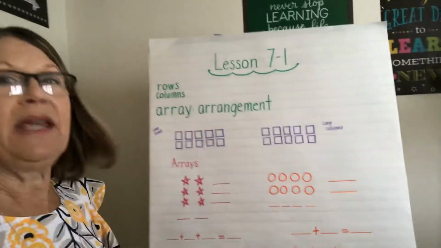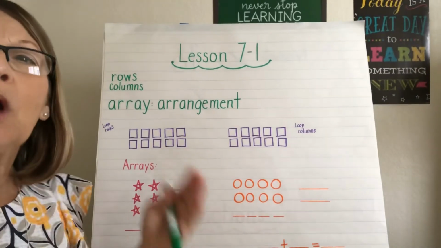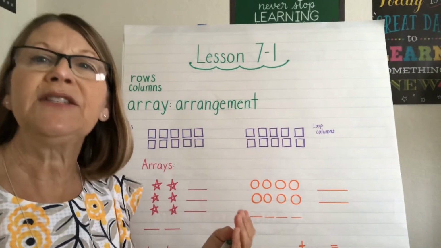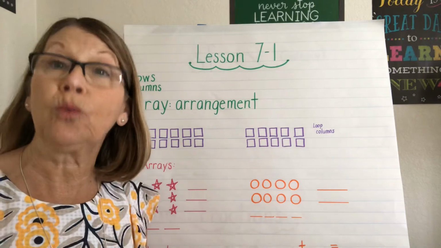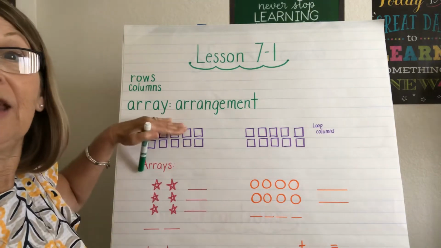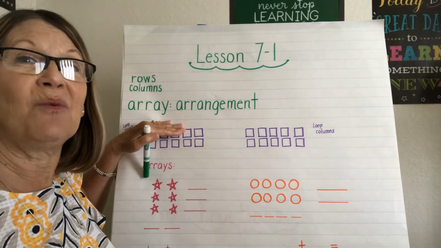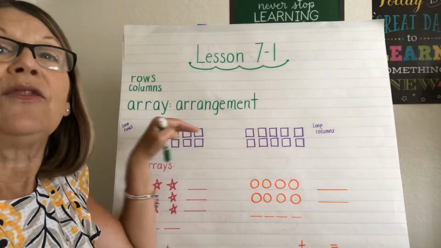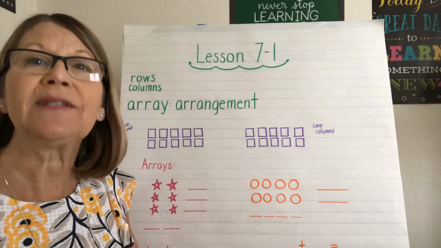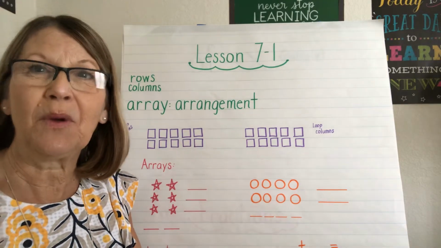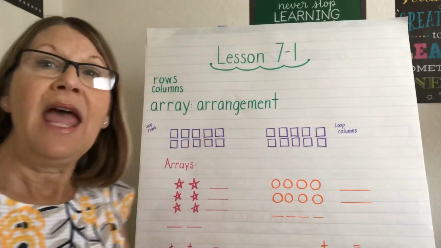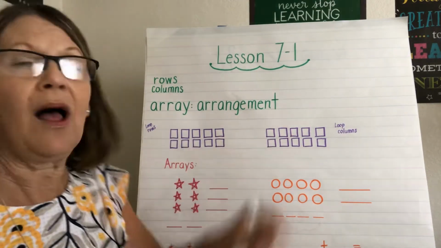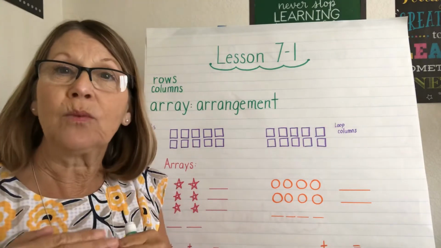We are going to be talking a lot about rows and columns, and we're going to learn a new word that leads us right into multiplication, and that is the word array. Array right here, A-R-R-A-Y. And it simply means arrangement, the arrangement of rows and columns. So once again, that's super important. An array is an arrangement of rows and columns, like how we line up our rows and how we line up our columns.